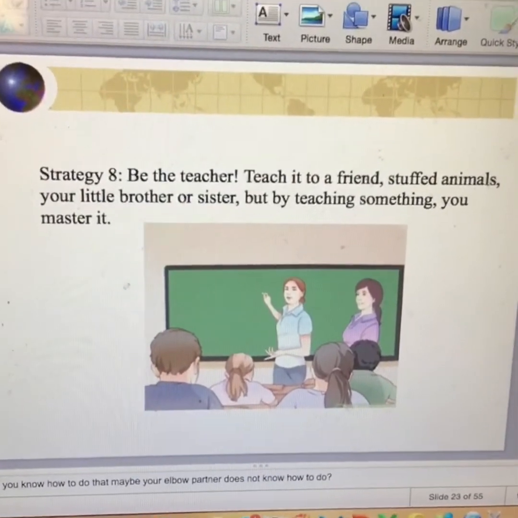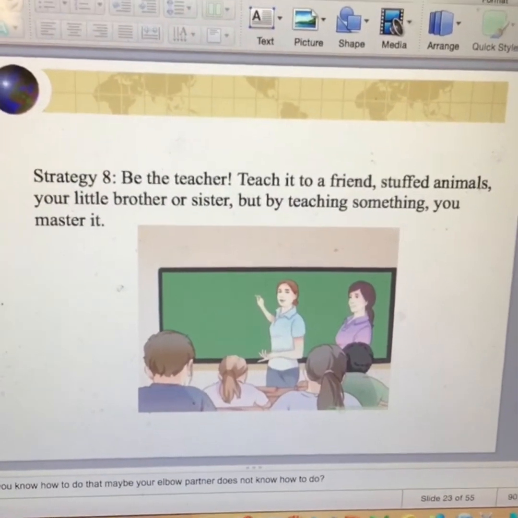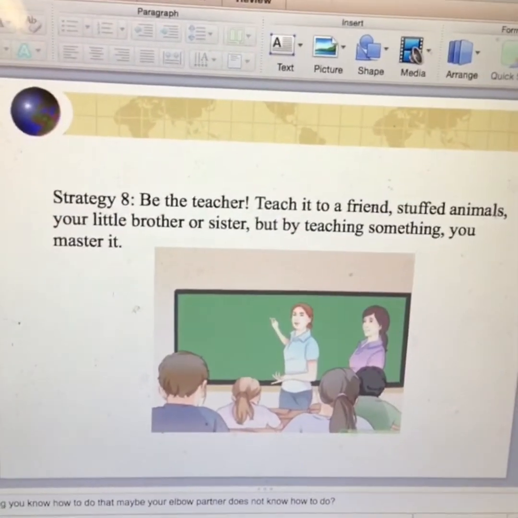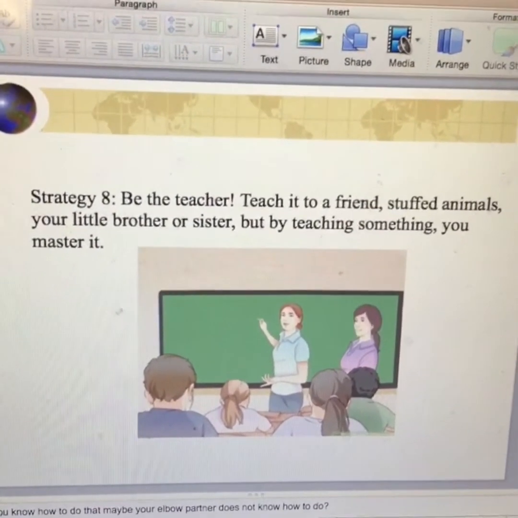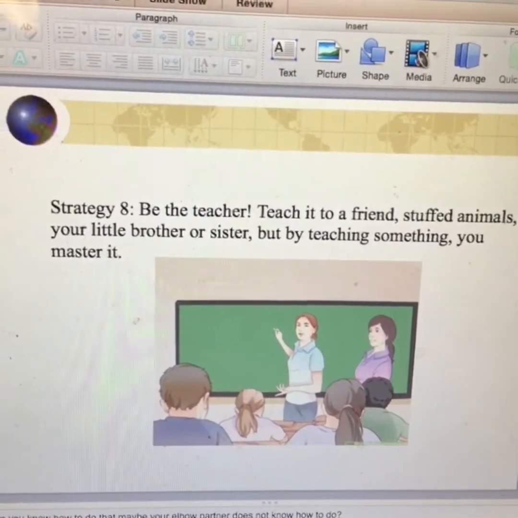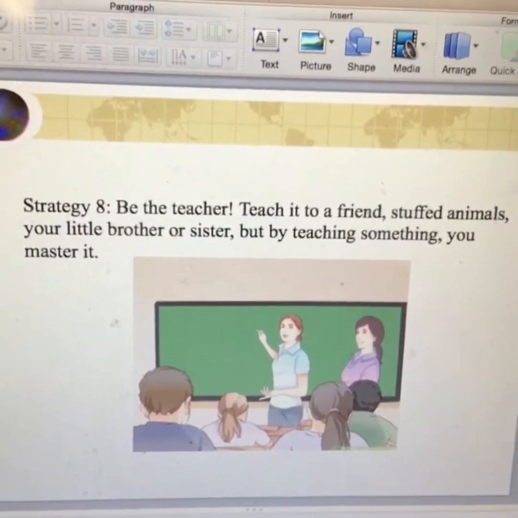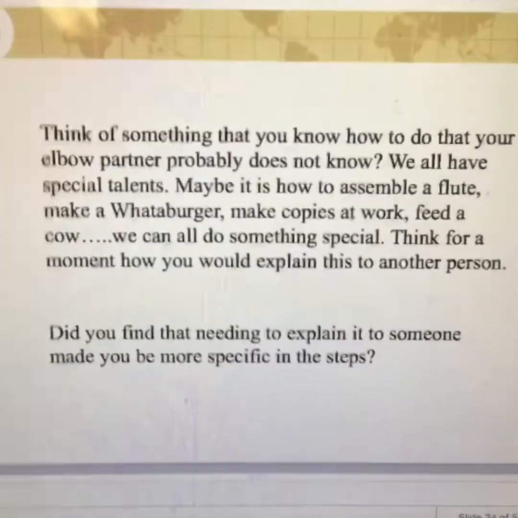Strategy 8 is to be a teacher. Teach it to a friend, stuffed animal, your little brother or sister. But by teaching something, you master it. And any teacher can tell you that. There are things I've learned just to teach you, especially like in technology and things, that I would never have learned if I wasn't a teacher and if I didn't have to show you how to do things.